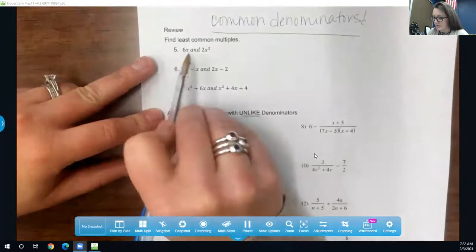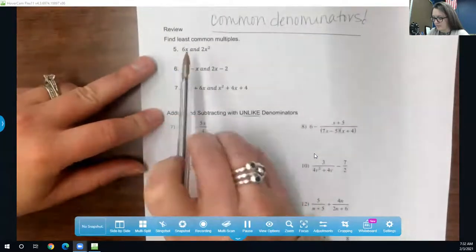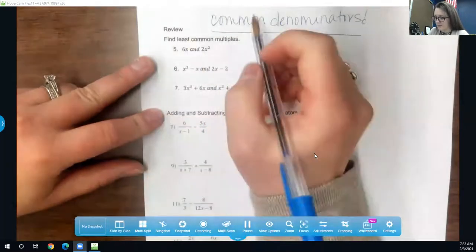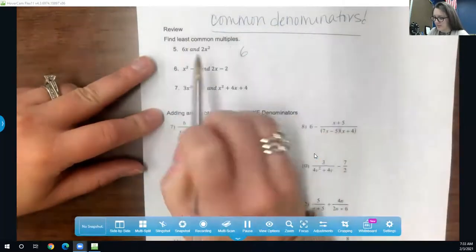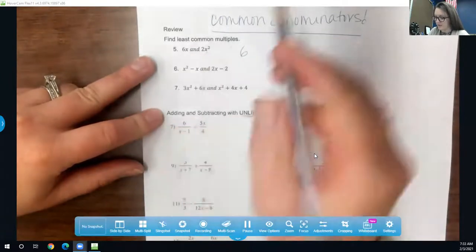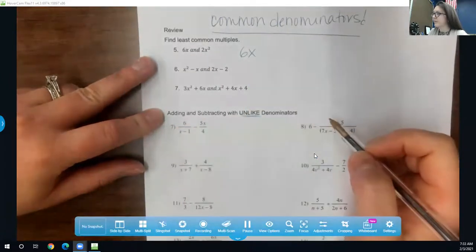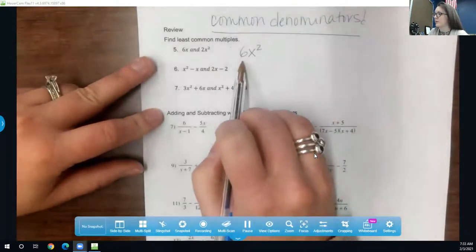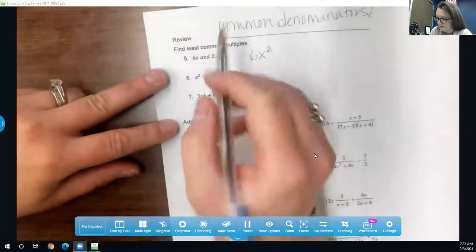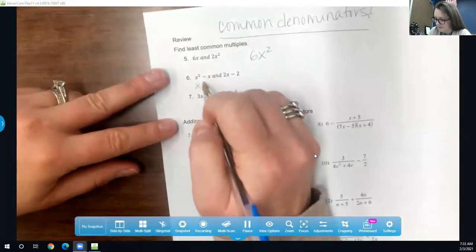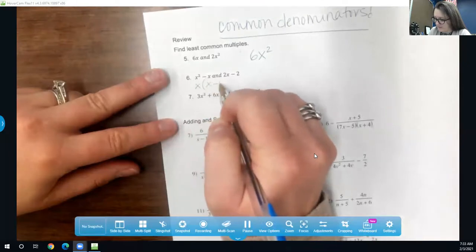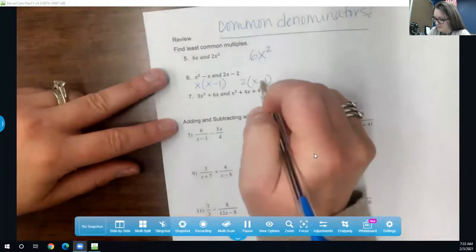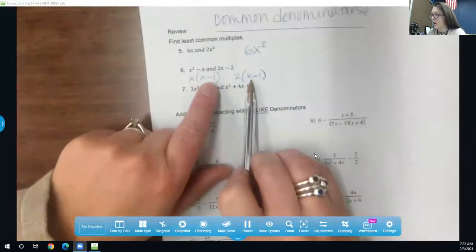So what is our least common multiple between 6 and 2? I'm going to look at my numbers first, 6 and 2. Well, my least common multiple for 6 and 2 is 6. And my least common multiple for x and x squared is x, right? Oops, sorry, x squared. So my least common multiple is 6x squared. Let's look at this one. I can probably factor here. So if I simplified this, this is x times x minus 1, and this is 2 and x minus 1. So they have these in common, right?